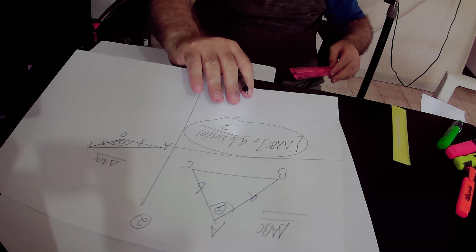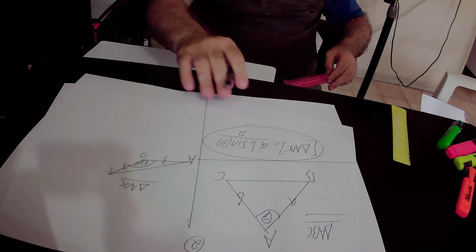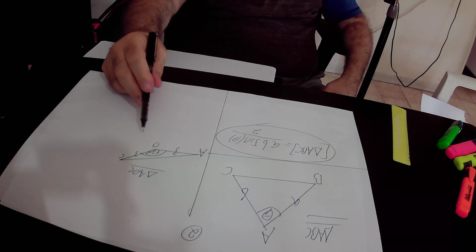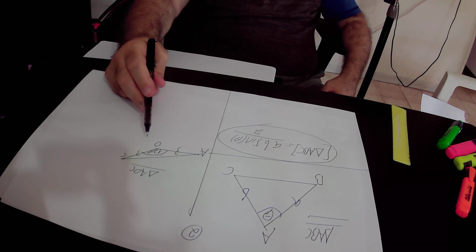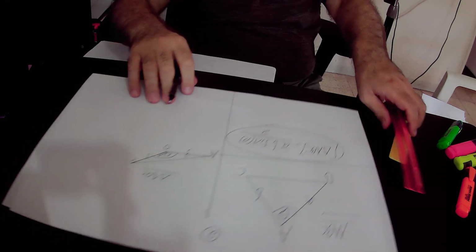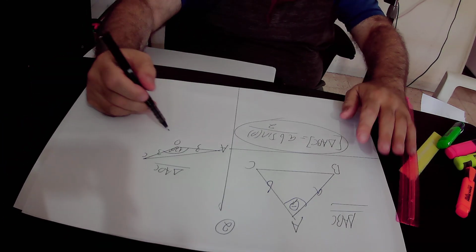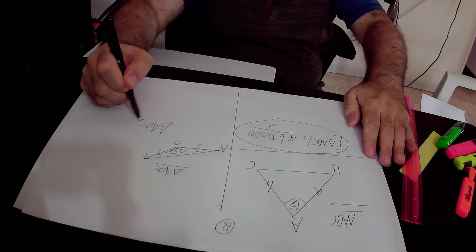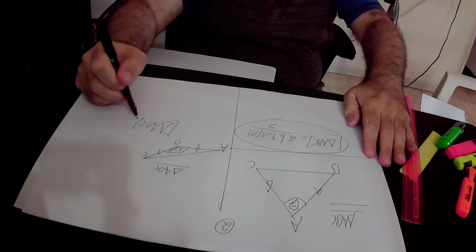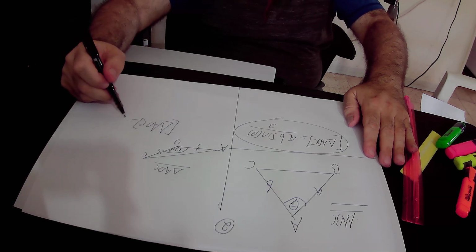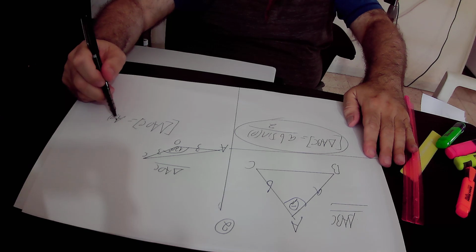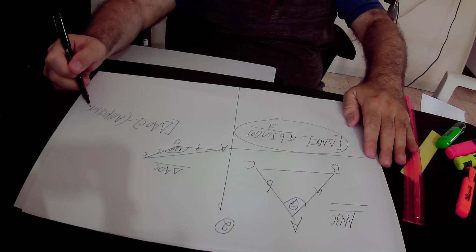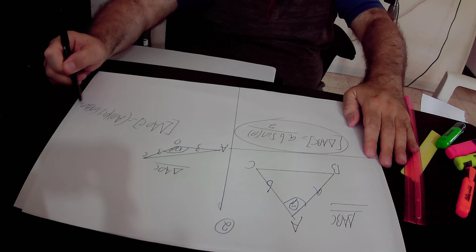So actually, this is triangle AOC that I copied from the original drawing. AO equals 3, OC equals 3, and the angle between AO and OC is 120 degrees. So according to the new formula, the area of this triangle AOC will be equal to AO times OC times sine 120 degrees over 2.